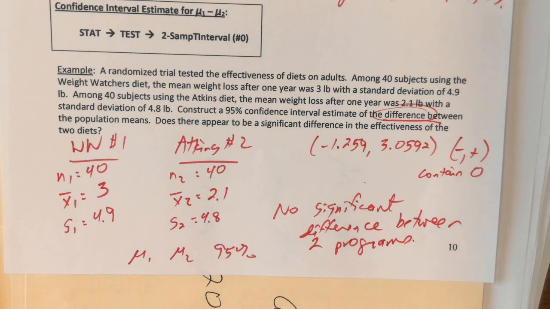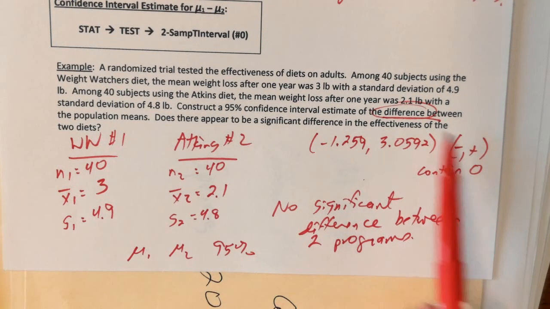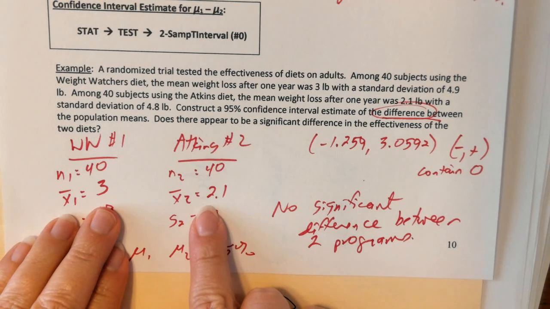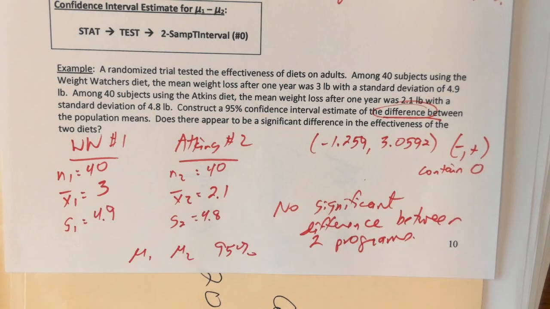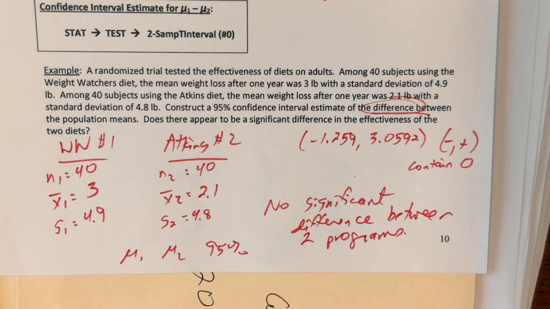Okay, even if they had both been losing 28 pounds here and 27 pounds here, if this confidence interval contained the 0, there would still not be much difference between them. In this case, there's no difference between them, and apparently they both stink, and they didn't lose very much weight. But even if they had lost a lot of weight, there's not much difference between them. It was about equal weight loss for each program. Okay?